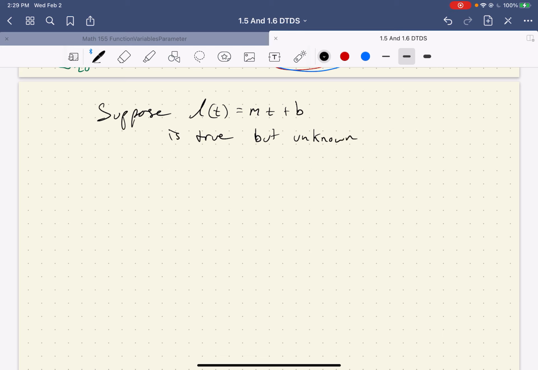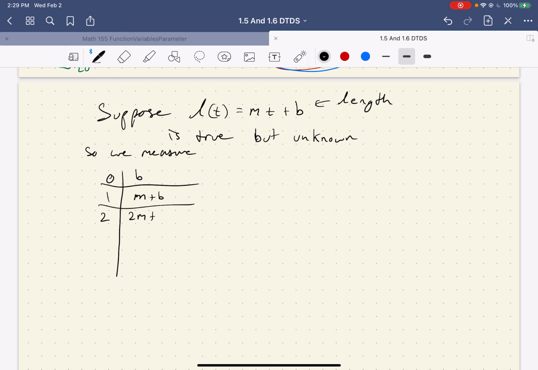Okay. So we take data, so we measure. This represents the length of something, that's why I used L. So the measurements we get: at time 0 we have b, at time 1 we have m plus b, at time 2 we have 2m plus b, and at time 3 we have 3m plus b, and so on.